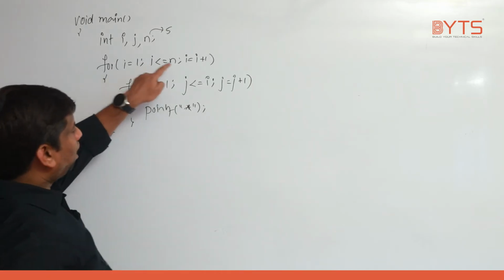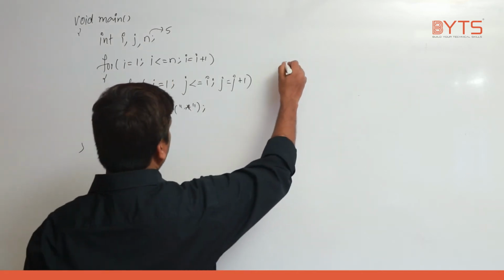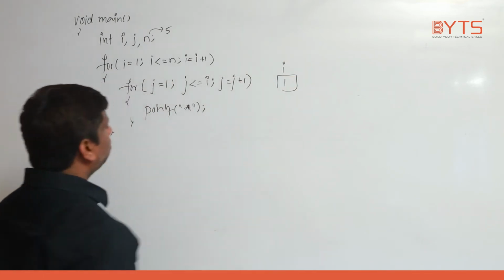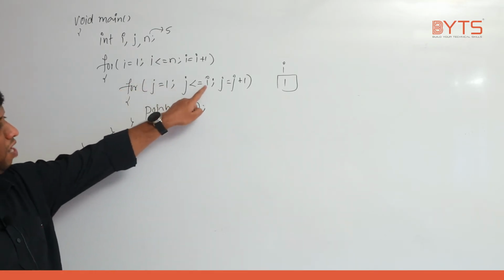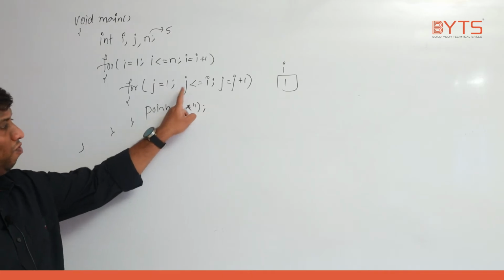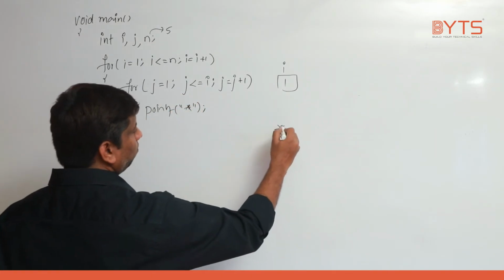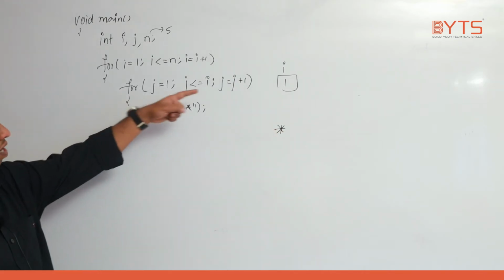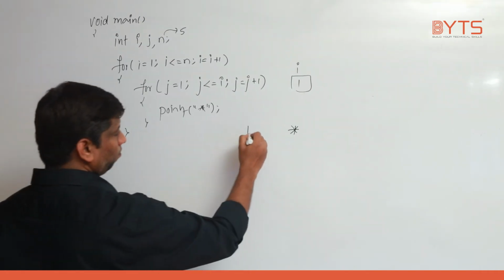First time, I assumed n value 5. Try to understand. What is the value of i? 1. So, 1 less than or equal to 5 true. Come inside. i value is 1. j is also 1. 1 less than or equal to 1 true. Print what? Star. Completed. End of the loop. j value will become 2.